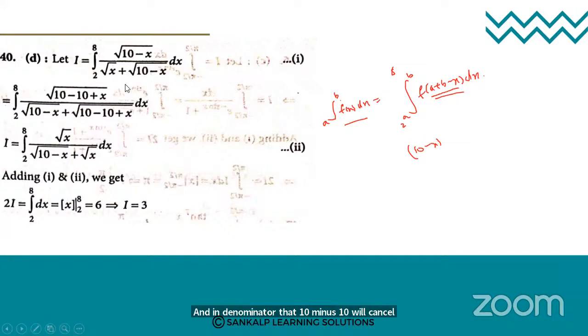So when we add, you can see the numerator and denominator will be the same, so it will cancel off. The integral of 1 will be equal to x. Substituting the limits, we get 8 minus 2, which is 6. Then shifting the 2 to the RHS, we get 6 upon 2, which will be equal to I. The same property we have made use of here and simplified. So next example, example number 41.